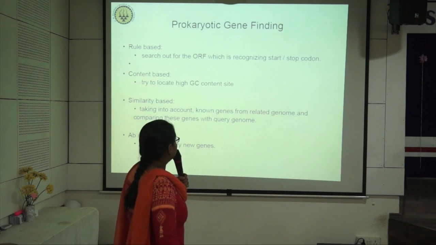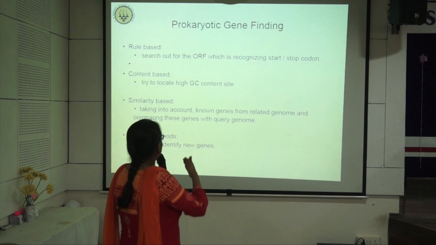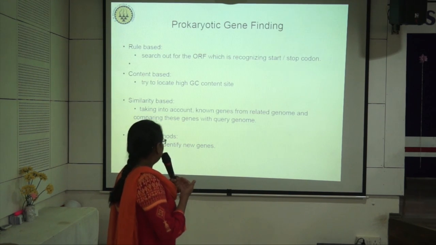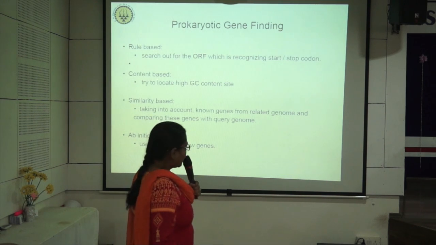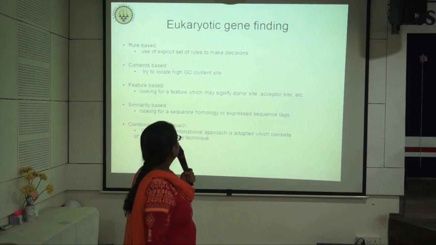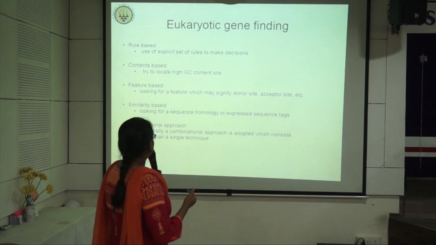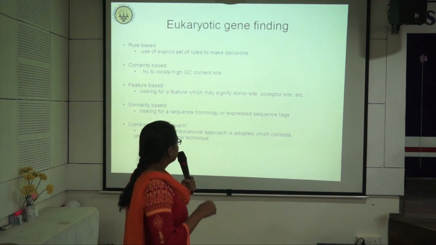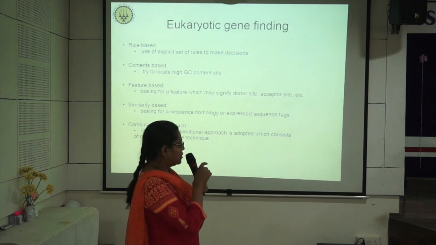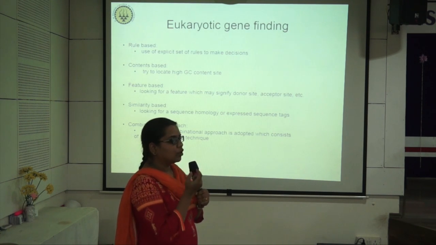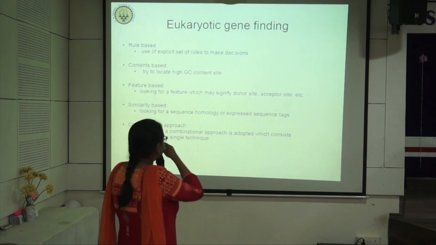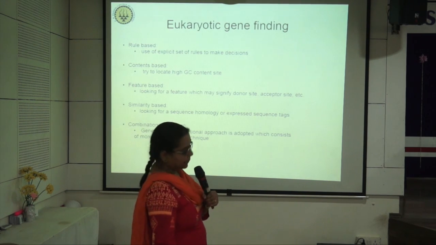So there are prokaryotic gene finding and eukaryotic gene finding types. For prokaryotes we have rule based, content based, similarity based, and ab initio based. Similarly, for eukaryotic gene finding we have rule based, content based, feature based, similarity based, and combinational approaches. So feature based and combinational approach are the 2 additions when we talk about eukaryotic gene finding. We will see where exactly it differs.